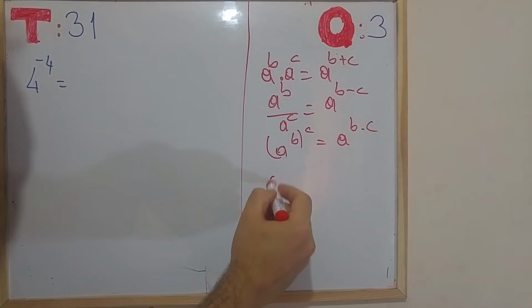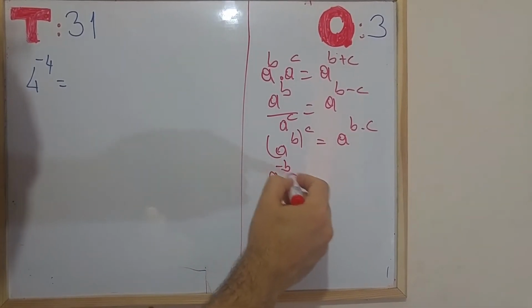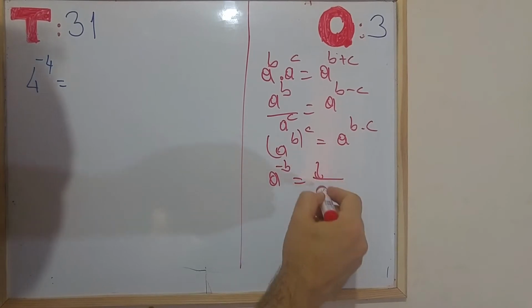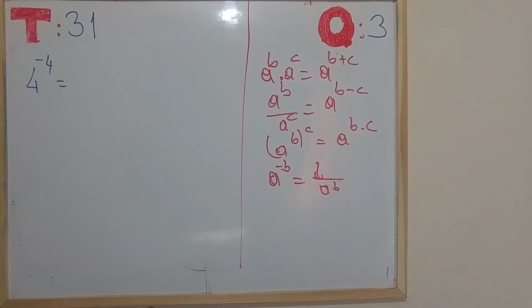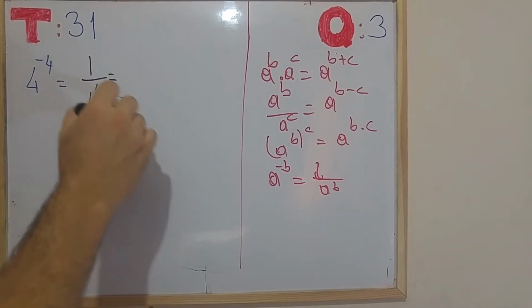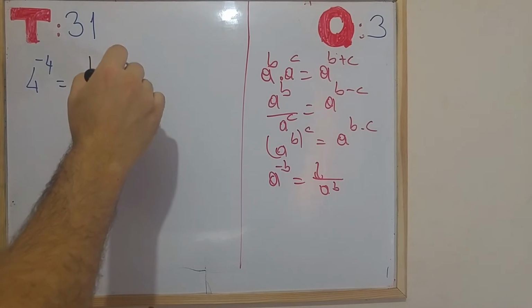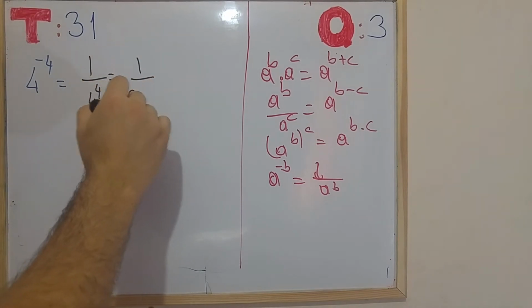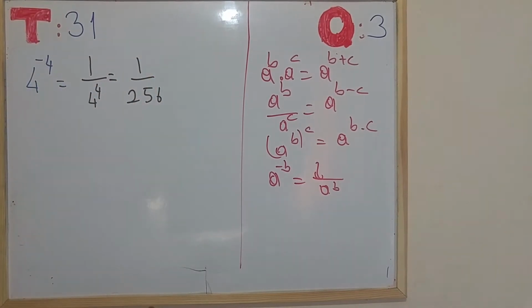Another thing to remember is a to the minus b is equal to 1 over a to the b. So 4 to the minus 4 is equal to 1 over 4 to the 4, which is equal to, when you calculate, it's going to be 1 over 256.